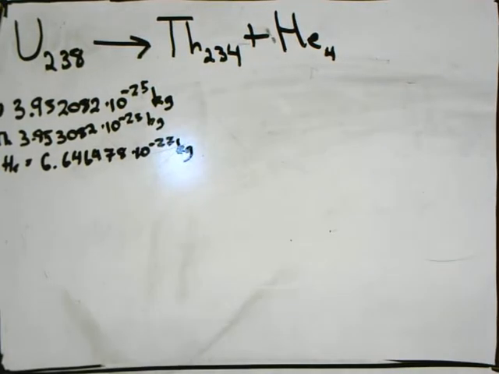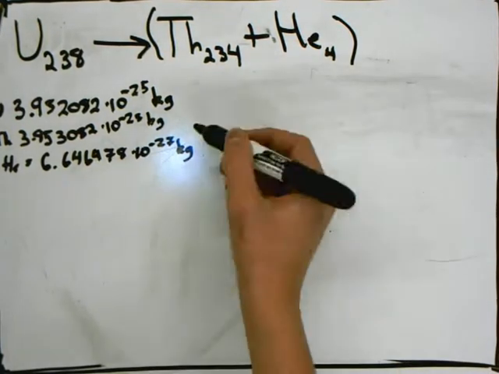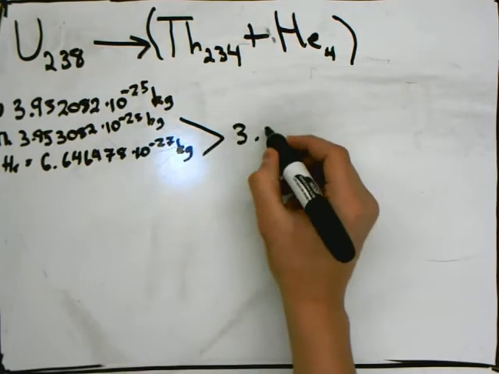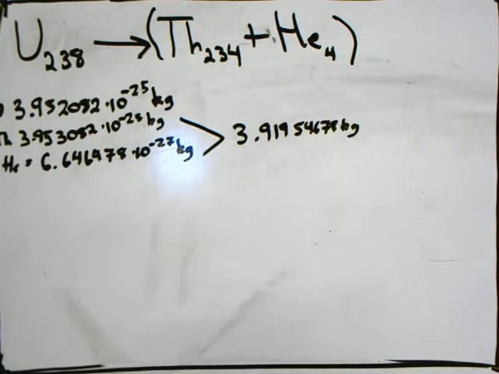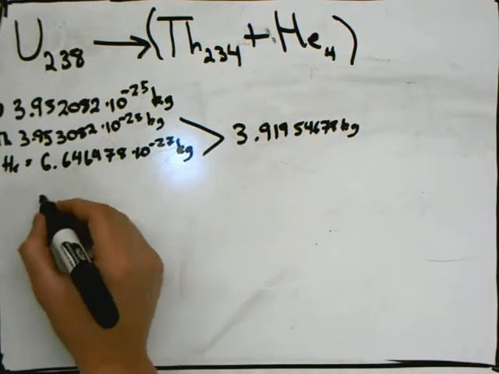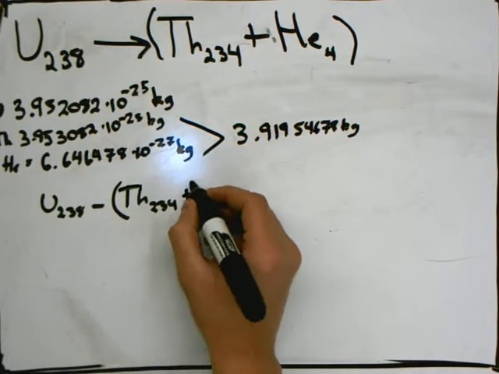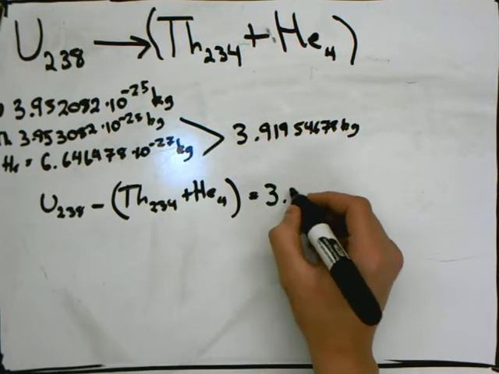So we have the mass of uranium-238, and to find the amount of mass lost, we're going to subtract the sum of the masses of both of these particles. So when we add these together, we're going to get a mass of 3.919546678 kilograms. Alright, and then we're going to subtract this mass from that. So if we take the uranium-238 minus the thorium-234 plus the alpha particle, that gives us 3.253522 times 10 to the negative 27th kilograms. Alright, so that's the mass that's lost once decay happens.